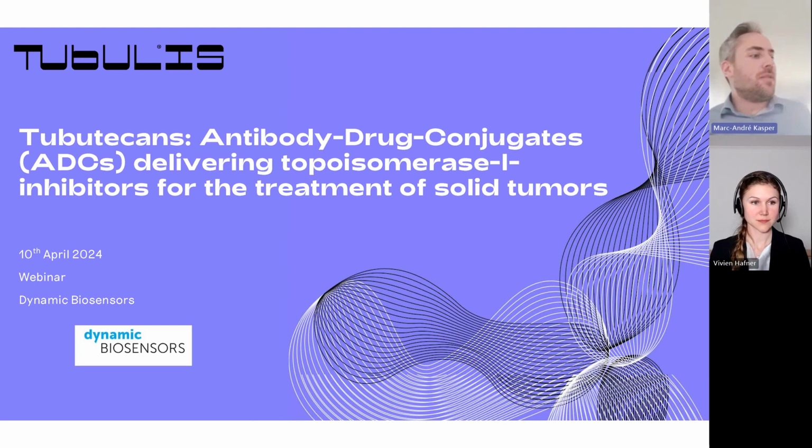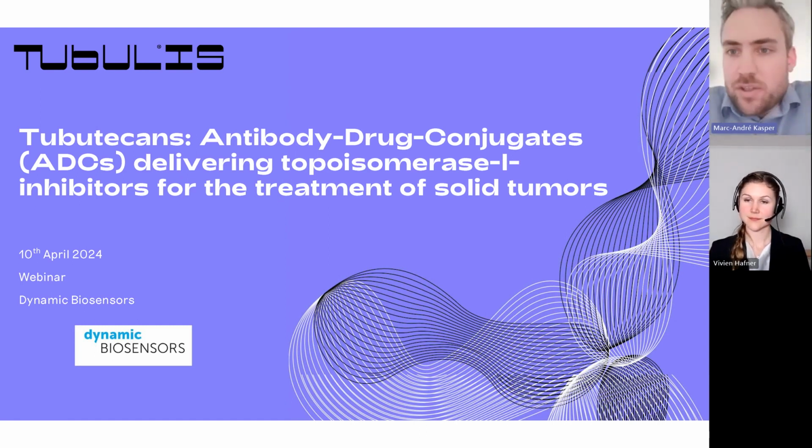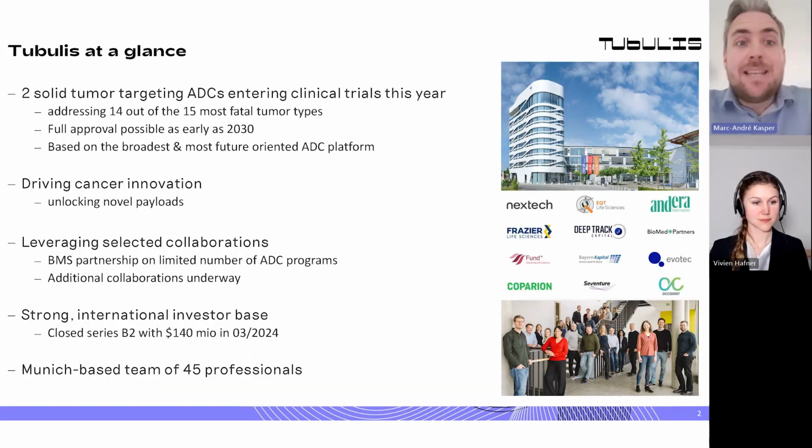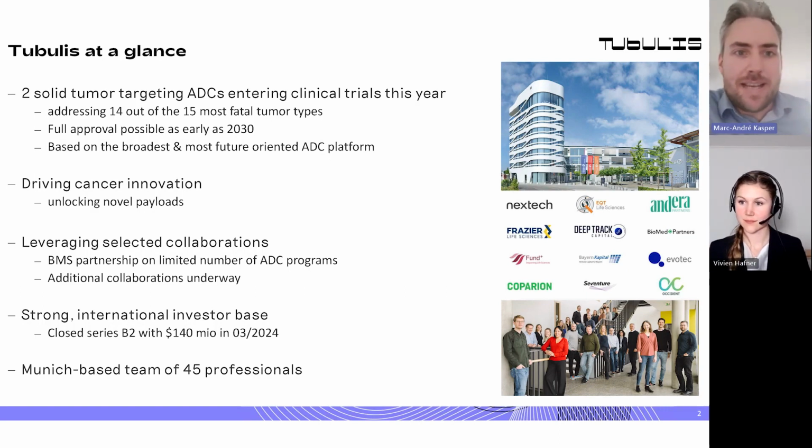But maybe first of all, for those of you who have never heard about Tubulis, a couple of words about the company. We are a Munich-based biotech company, currently 45 professionals working for us. We are developing antibody drug conjugates. As I said, I will talk about this modality in a second. Actually, we have 2 solid tumor targeting assets, which are just about to enter the clinic. So we are just making the step to be a clinical stage biotech company very soon.